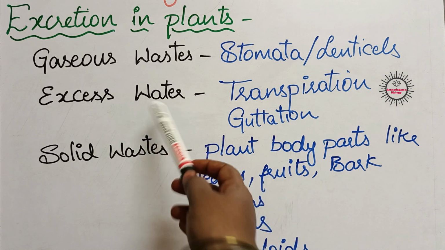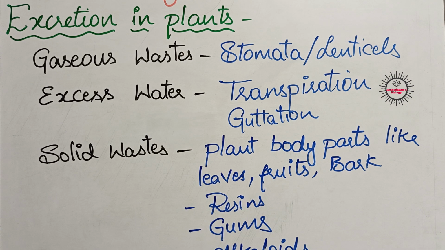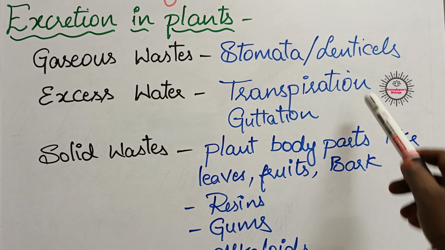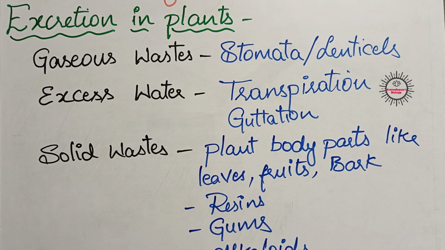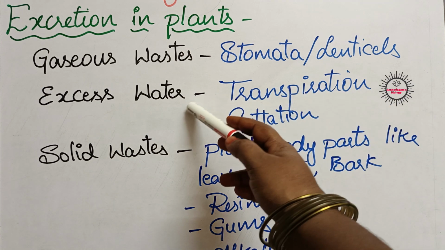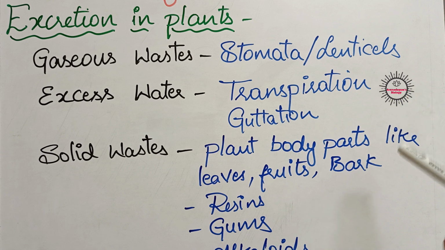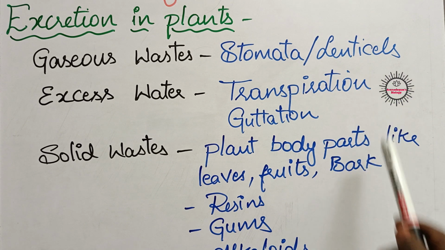Coming to water waste. An excess amount of water is present in plants, and this excess water is removed from the plant body in two ways: transpiration and guttation. We already know very well about transpiration. Excess water in the plant body is removed in the form of water vapor through the stomata of the plants, which is called transpiration, isn't it? During daytime, excess water is removed in the form of water vapor through the leaves. That process is called transpiration.